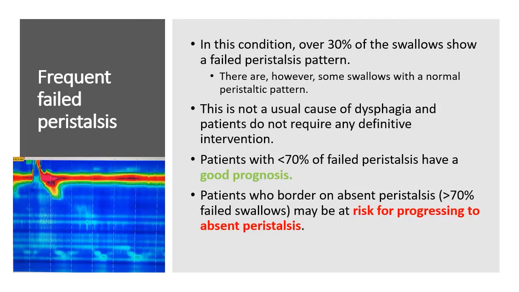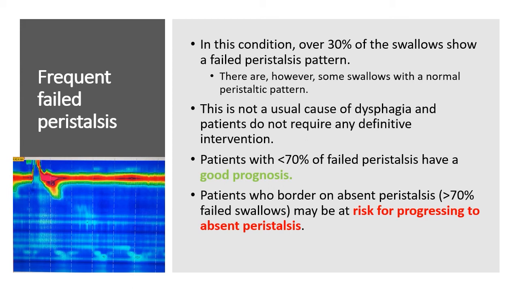In frequent failed peristalsis, over 30% of the swallows show a failed peristaltic pattern. There are, however, some swallows with a normal peristaltic pattern. This is not a usual cause of dysphagia, and patients do not require any definitive intervention.